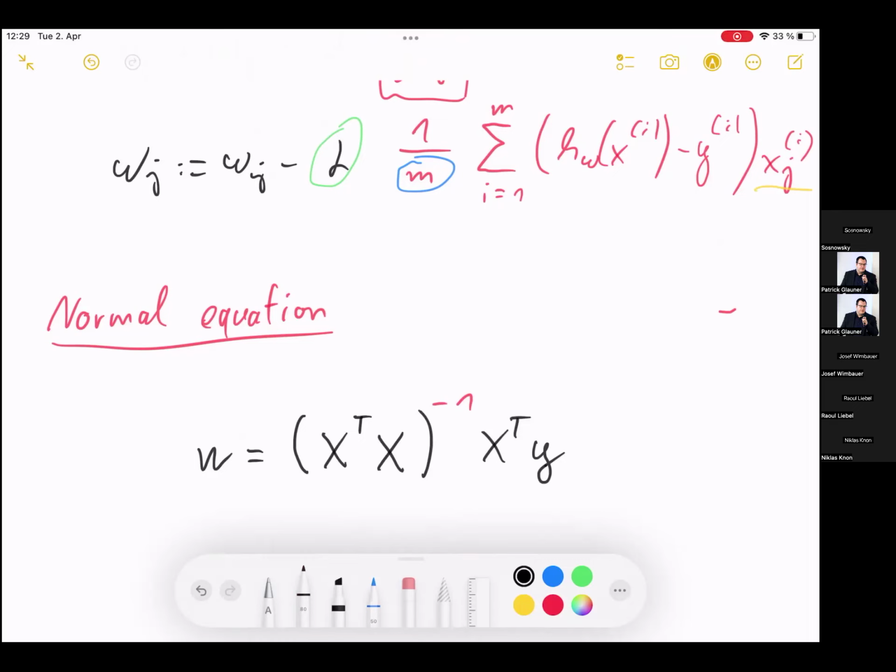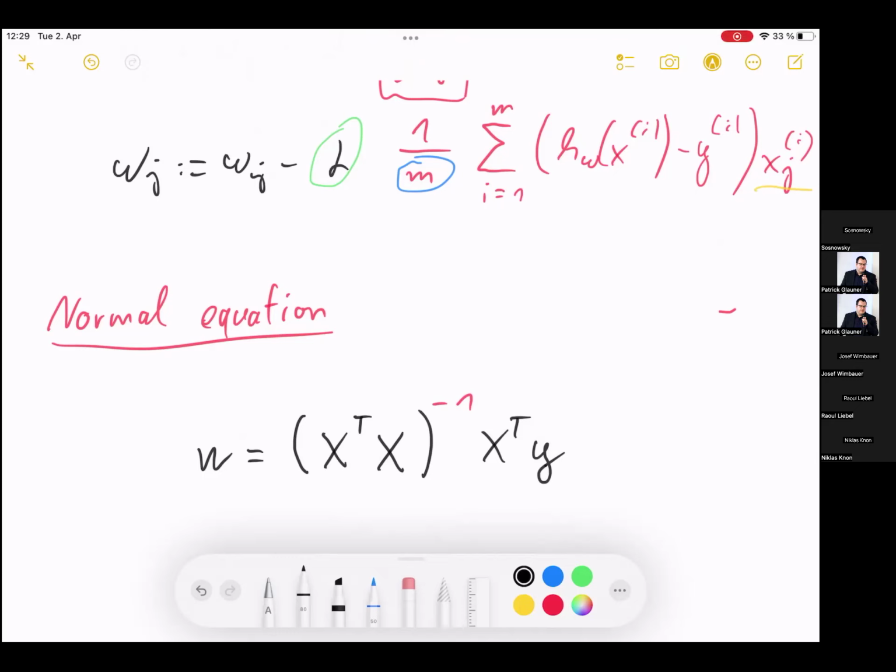Maybe thumbs up, thumbs down if you have ever seen this in a paper or book. So one or two have seen it. And this is a closed form solution of linear regression. It has various pros and cons.